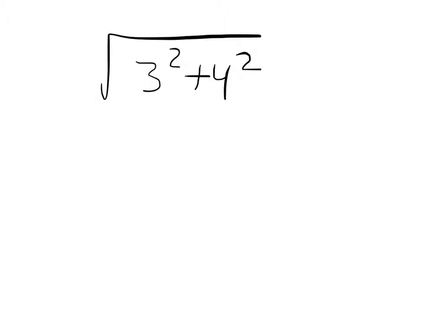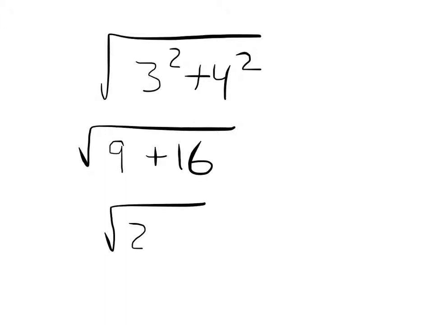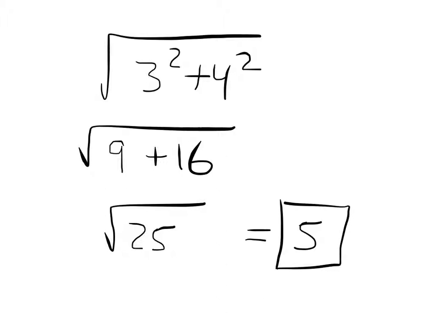So, we've got our square root of 3 squared plus 4 squared. Any common factors to try and get this into factored form between 3 and 4? And there are none. So I've just got to go ahead and go, well, 3 squared is 9, 4 squared is 16, 9 and 16 is 25, and the square root of 25 is 5. And that's how I'm going to deal with that problem.